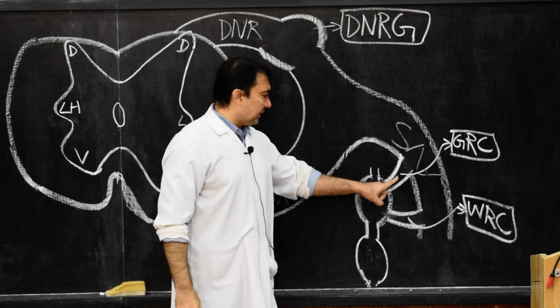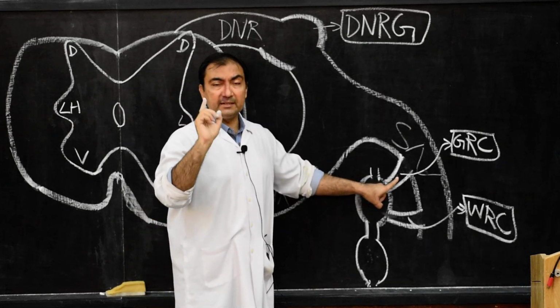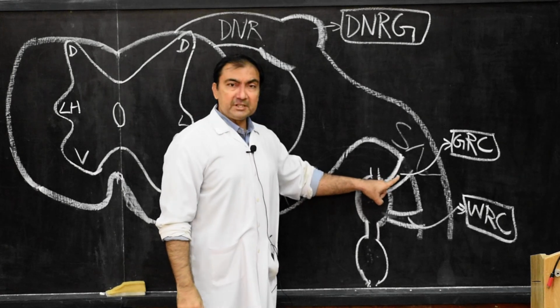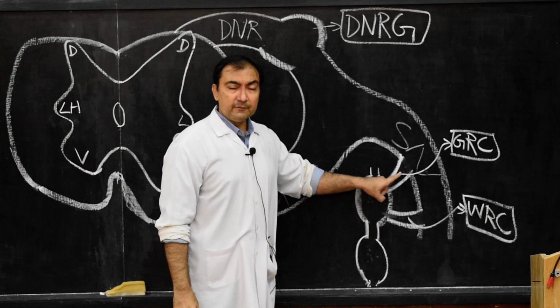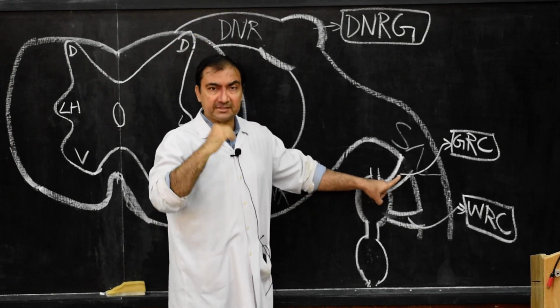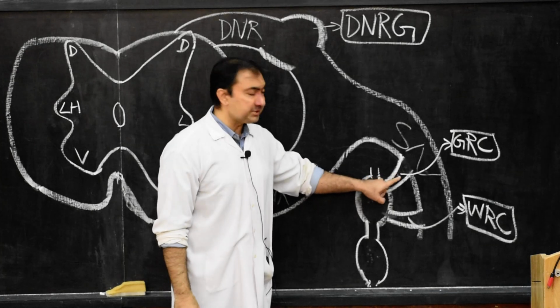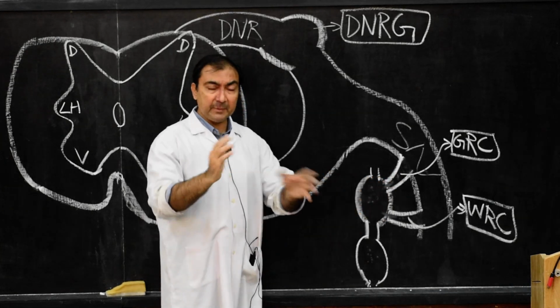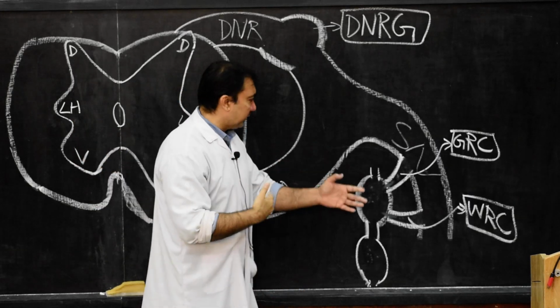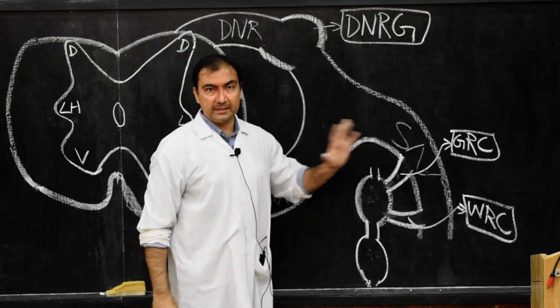What about gray ramus communicants? Postganglionic. Remember, it is postganglionic only. And they will carry pseudomotor, pilomotor, and vasomotor fibers to the different skin, viscera and also to upper and lower extremities. But they are postganglionic fibers. Now, what is preganglionic and what is postganglionic? We have already understood. Again, we are going to understand the entire pathway over here.